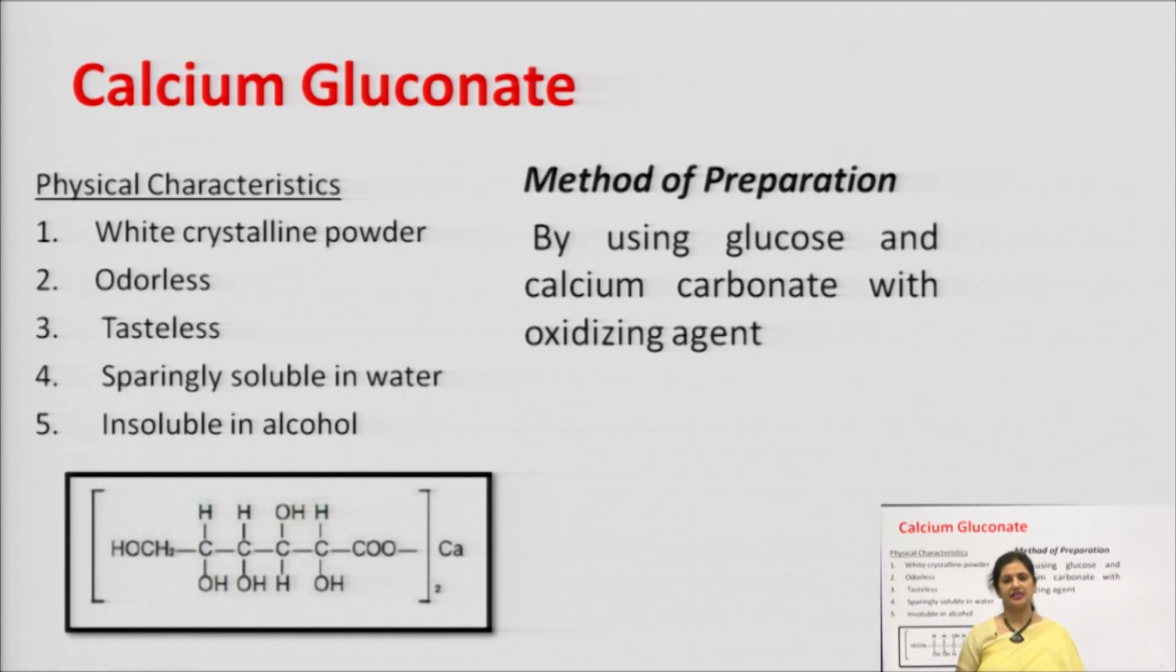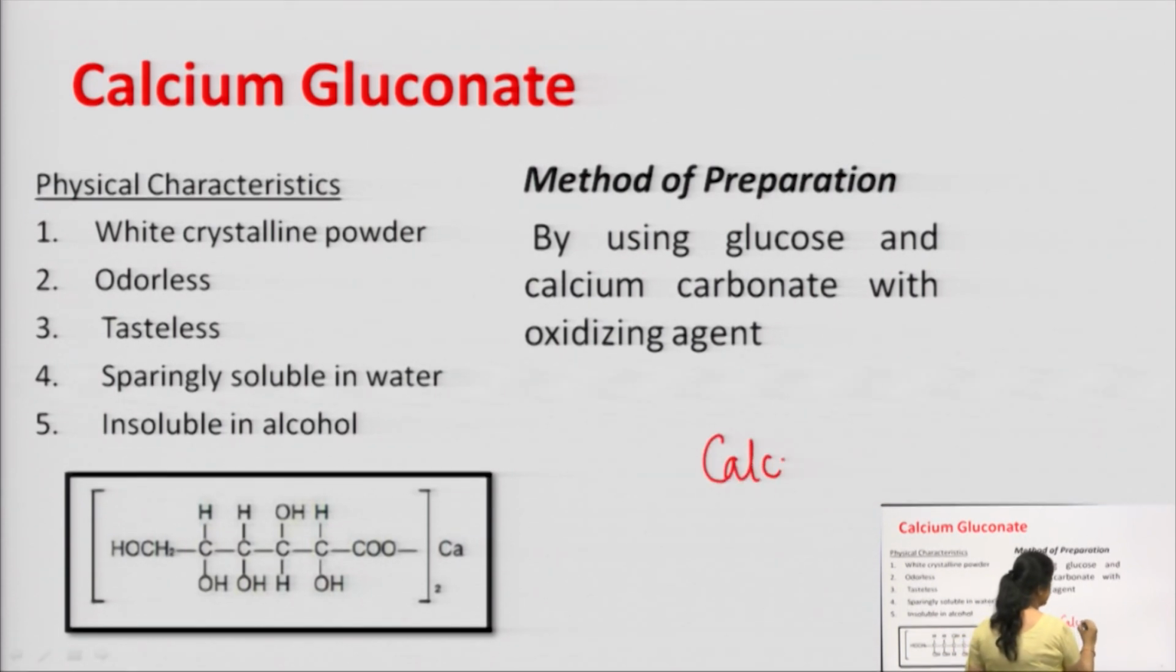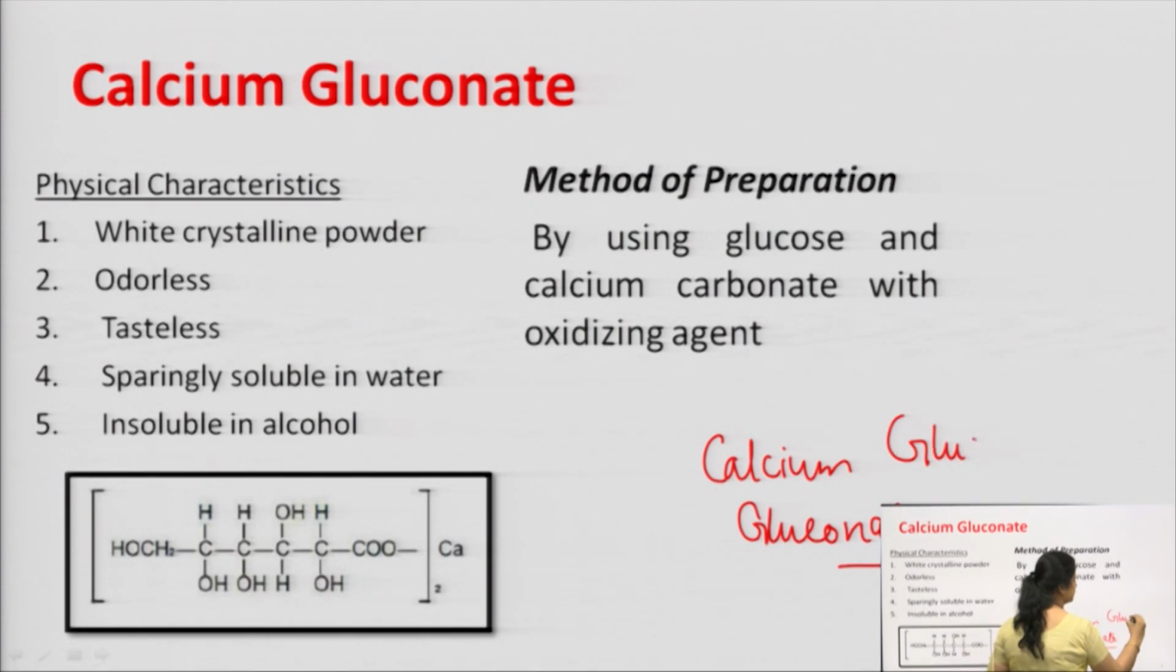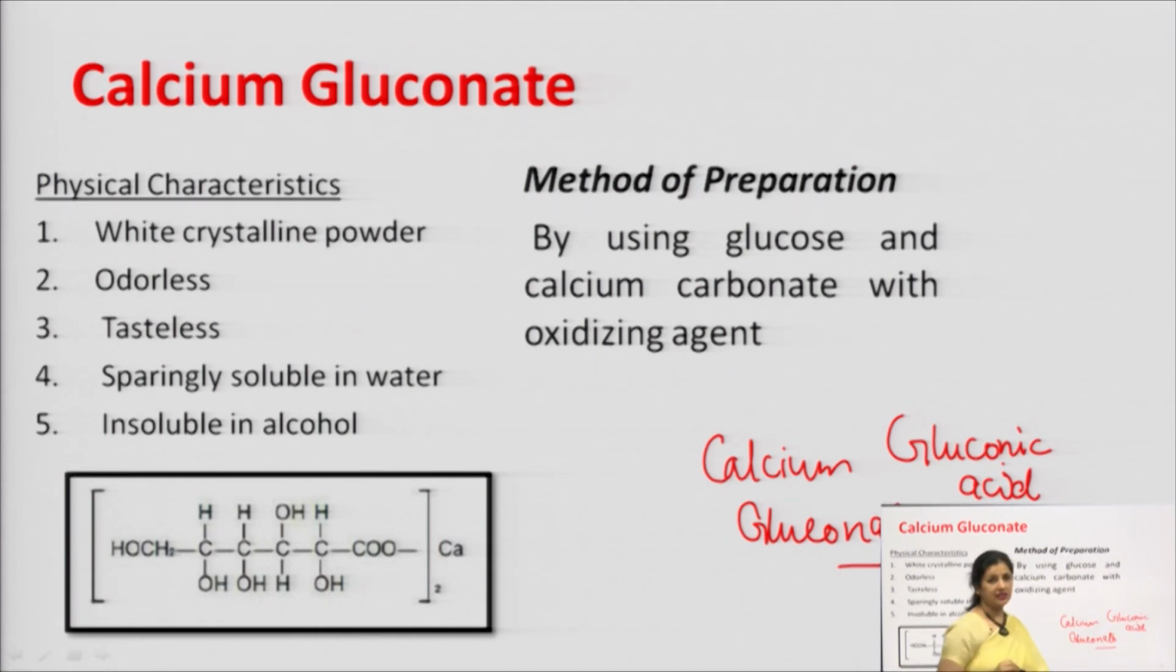Another compound we need to study is calcium gluconate. As the name suggests, it is the calcium salt of gluconic acid. We will study its preparation in the following slides. Calcium gluconate is a white crystalline powder. It is odorless, tasteless, sparingly soluble in water and insoluble in alcohol.